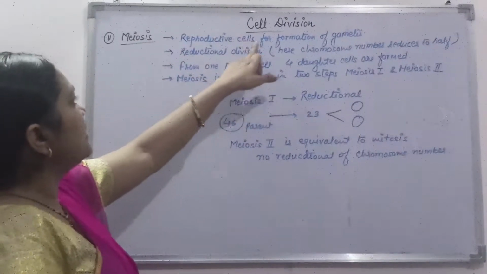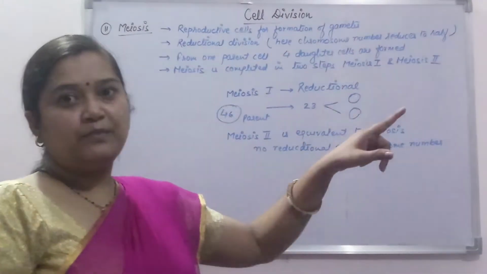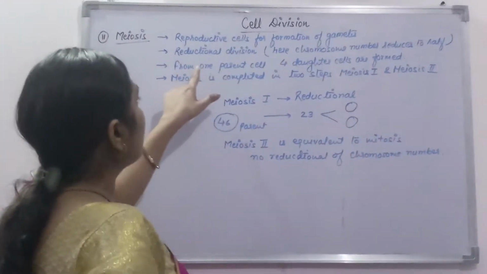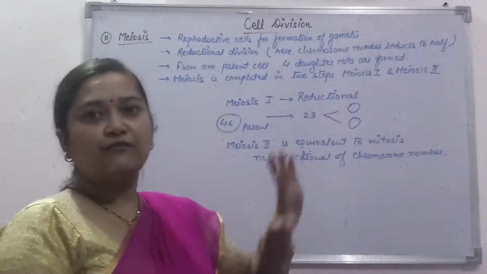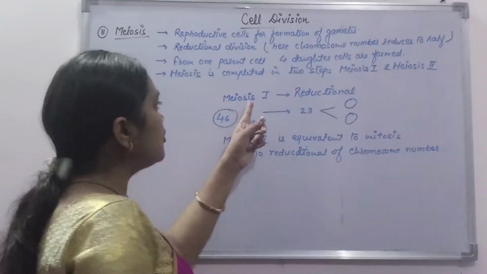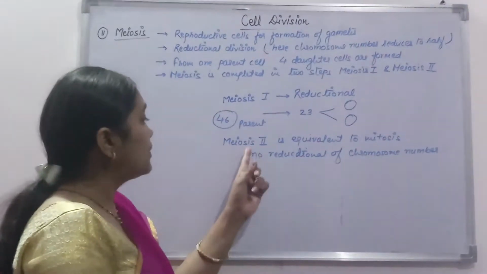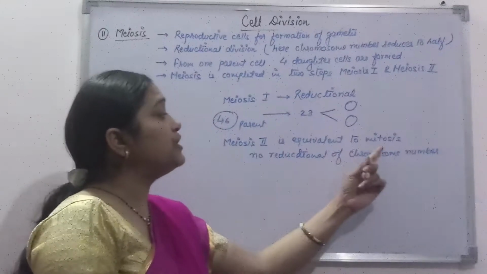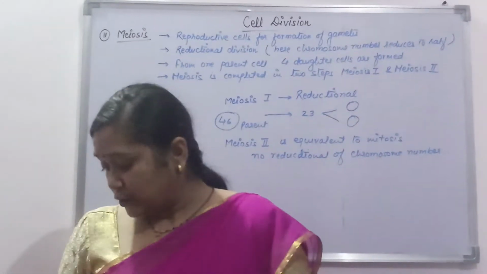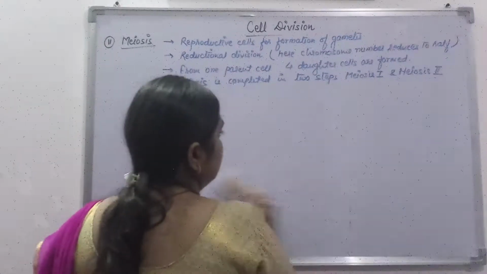Meiosis takes place in reproductive cells for the formation of gametes. It is a reduction division because the chromosome number reduces to half. From one parent cell, 4 daughter cells are formed. Meiosis is completed in 2 steps, meiosis 1 and meiosis 2. Meiosis 1 is known as the reductional division because chromosome number reduces to half. But meiosis 2 is equivalent to mitosis, meaning there is no reduction of chromosome number. Quickly see this with the help of a diagram.